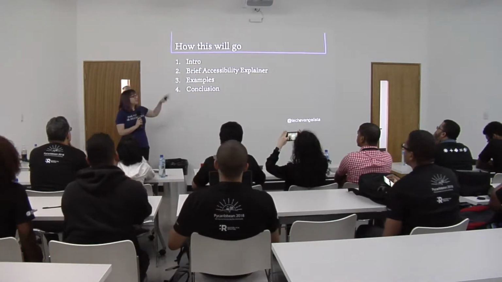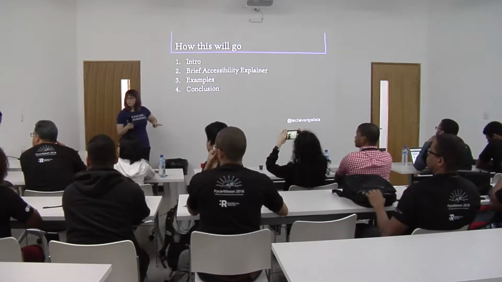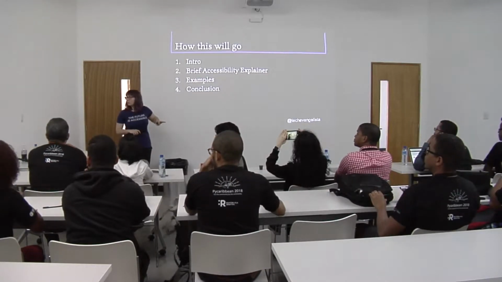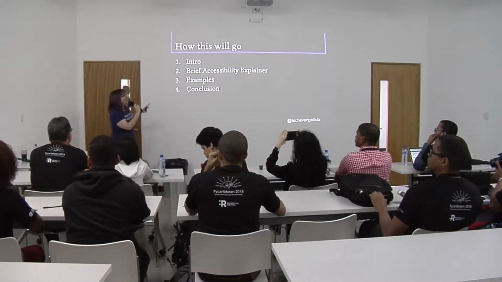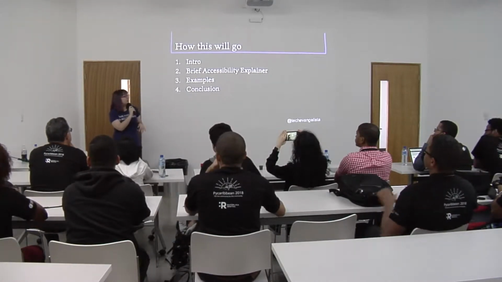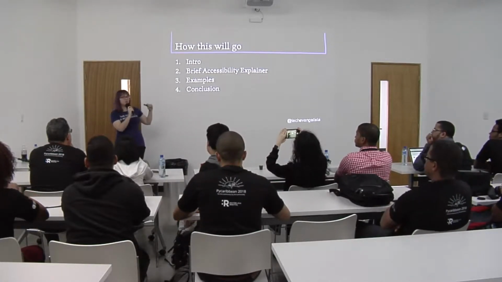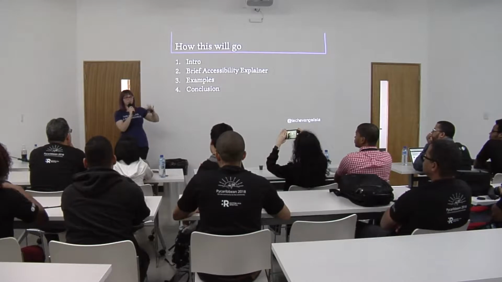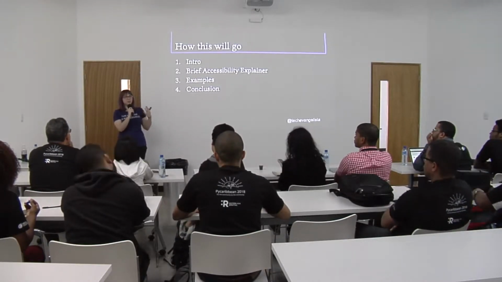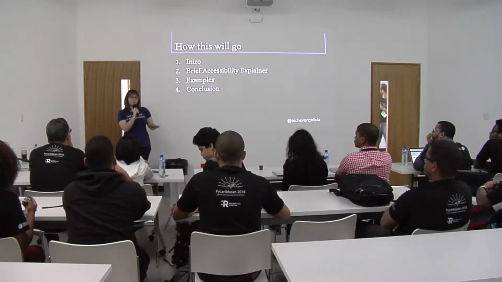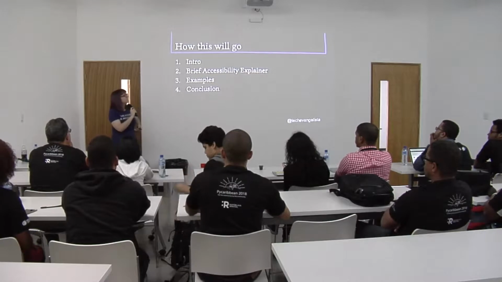I like to give a little explainer of what will be going on in the talk. So we're gonna have an intro. I'm gonna do a brief intro to accessibility, and then we'll go through examples of how you might be able to improve accessibility, and then we'll have a conclusion, of course.